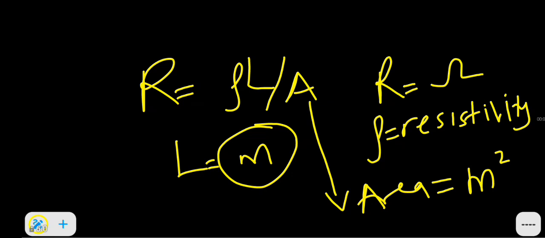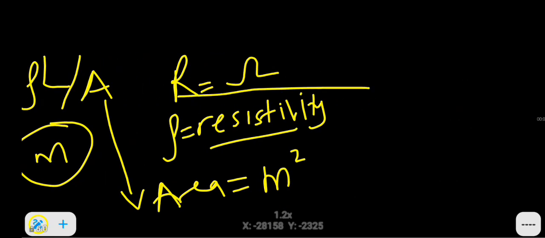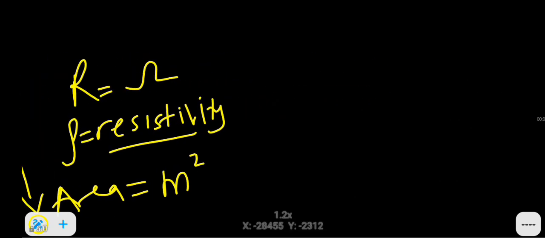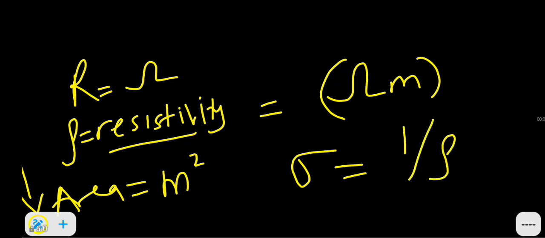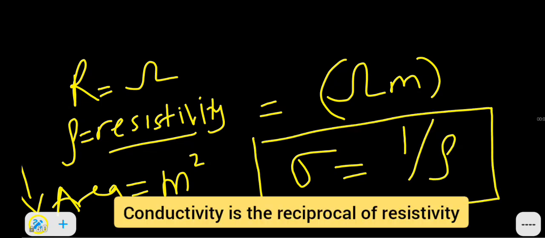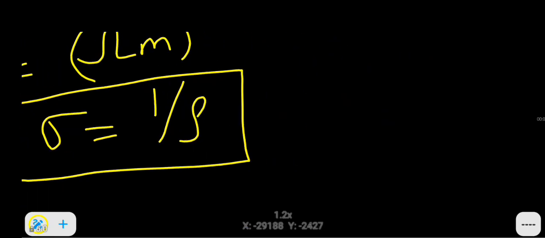The next thing to know is that resistivity has a unit. The unit of resistivity is ohm meter. Before you can begin calculations on resistivity, you need to note something else, which is called the conductivity. Conductivity is equals to 1 over resistivity. Conductivity is the reciprocal of resistivity. So take note of that.